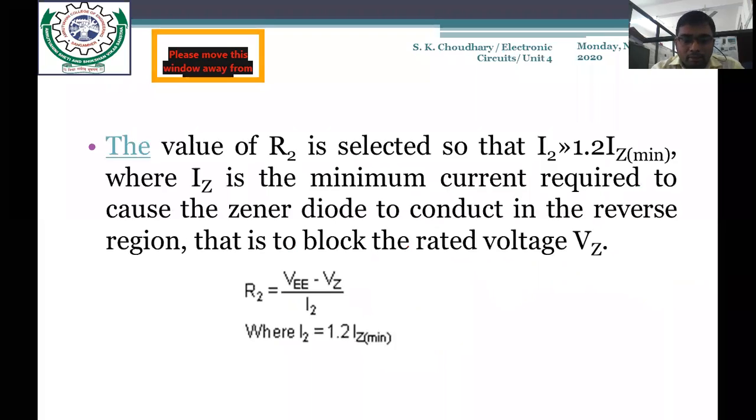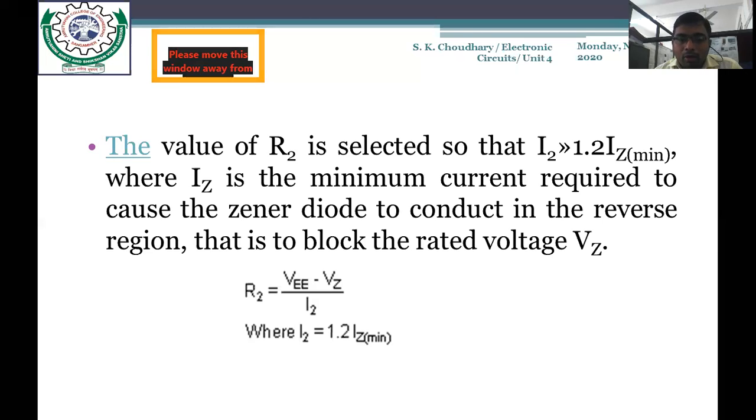And one more thing you have to remember: when you select the value of R2, keep in mind that the value of I2 should be greater than 1.2 times the minimum Zener current IZ. So here, what is IZ? It is the minimum current required to cause the Zener diode to conduct in the reverse bias region.